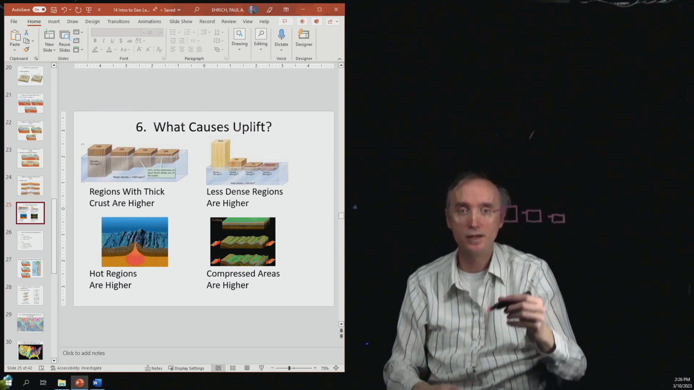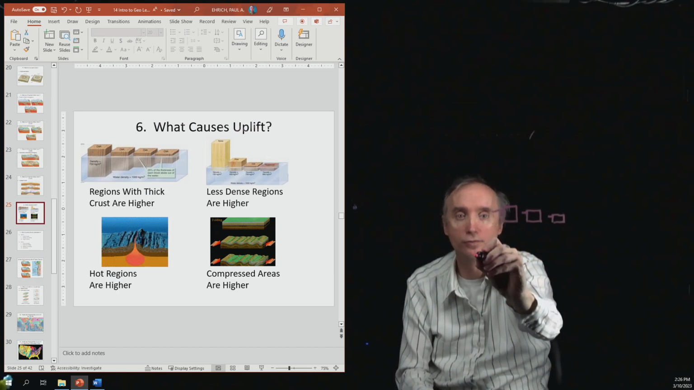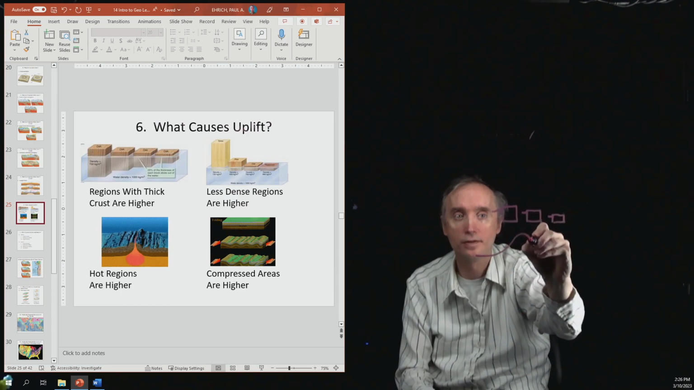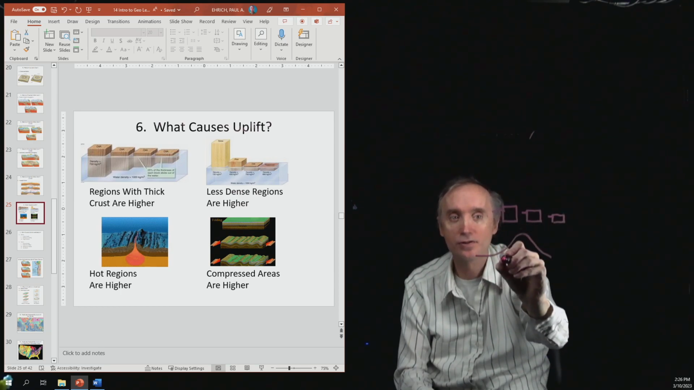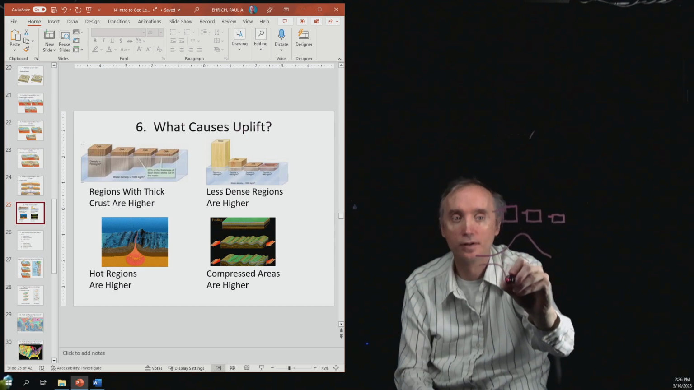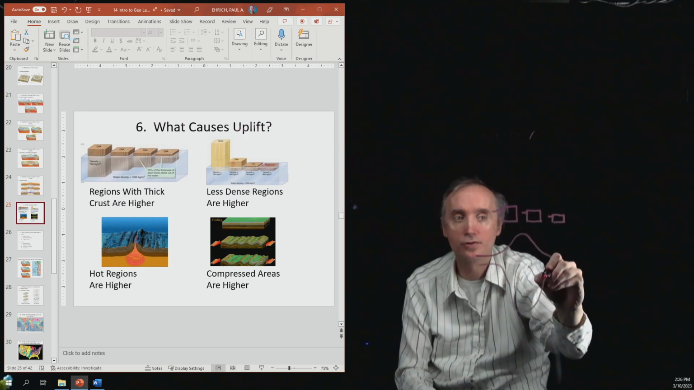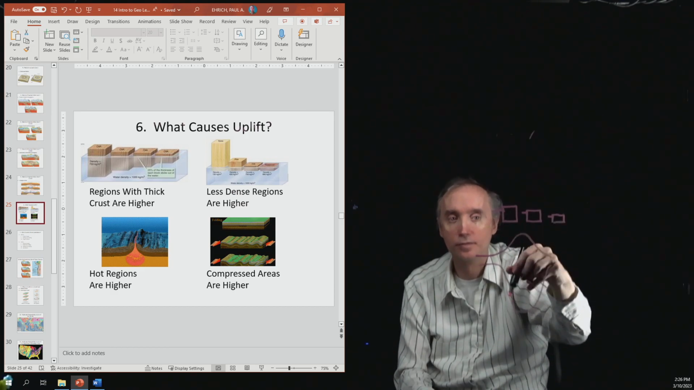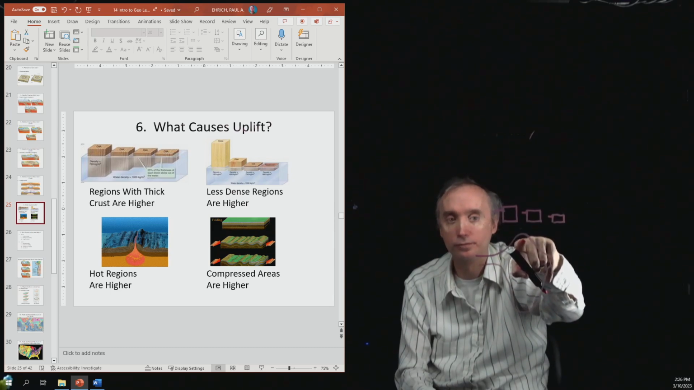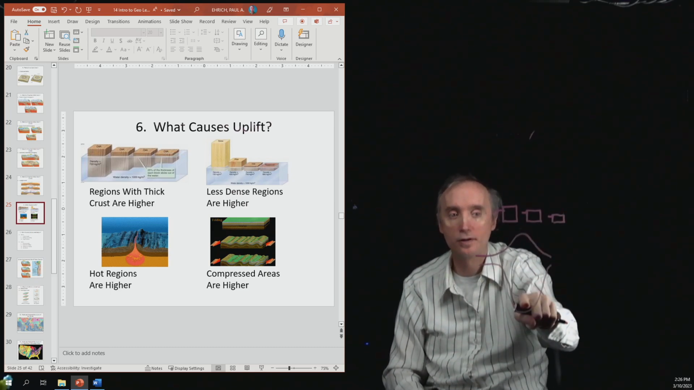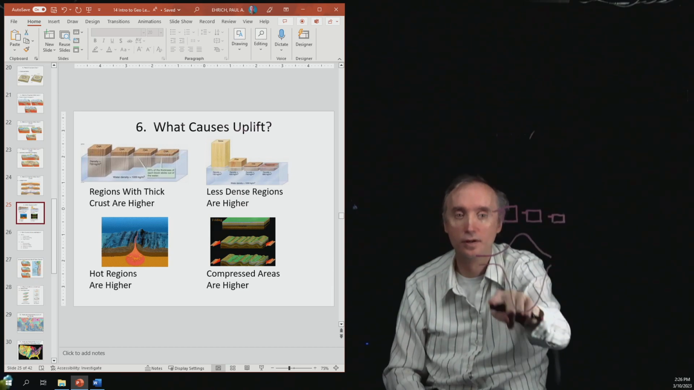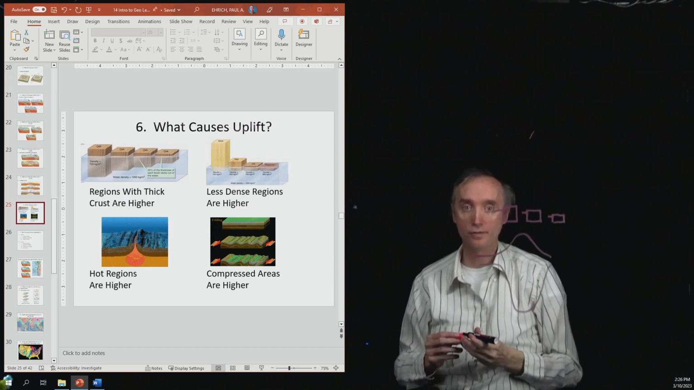This means that if you've got a mountain that sticks up like this, then it actually has a root that is much deeper than what sticks up. And so this part here goes down into the mantle of the earth.